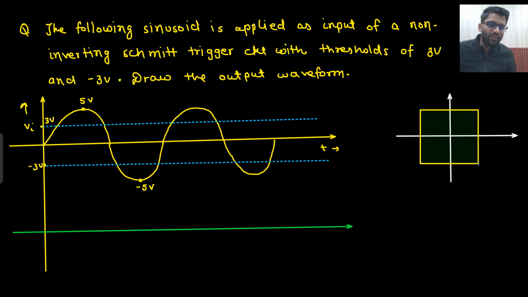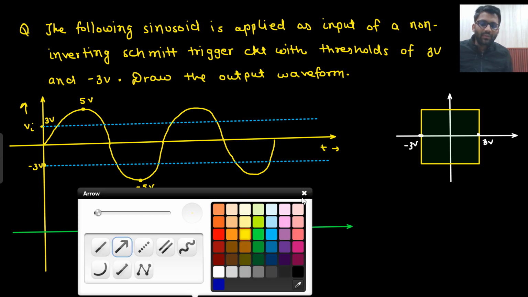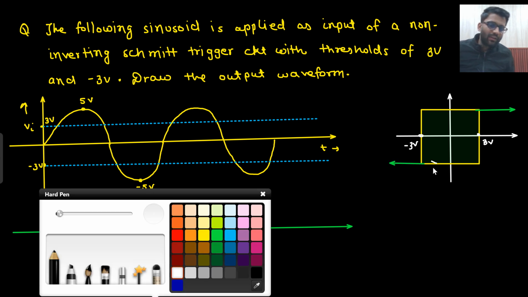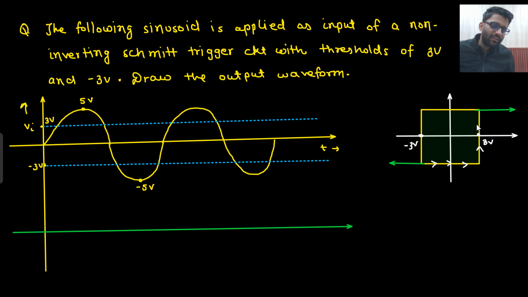What I'm gonna do? There will be a dead zone. I know the threshold voltage is minus 3 and plus 3 volt. Since it is non-inverting, that means for greater value it will be plus Vset. For lower value it will be minus Vset. And I know the rotation as well. This is how the rotation should be there. Since it is non-inverting, rotation will be anti-clockwise, right? And here both sign of arrow will come. Here also both sign of arrow will come, right?